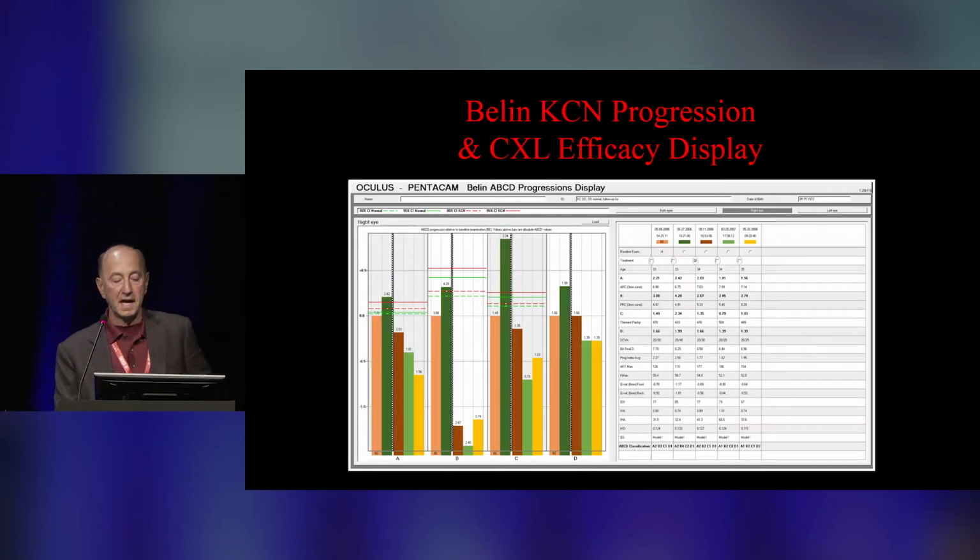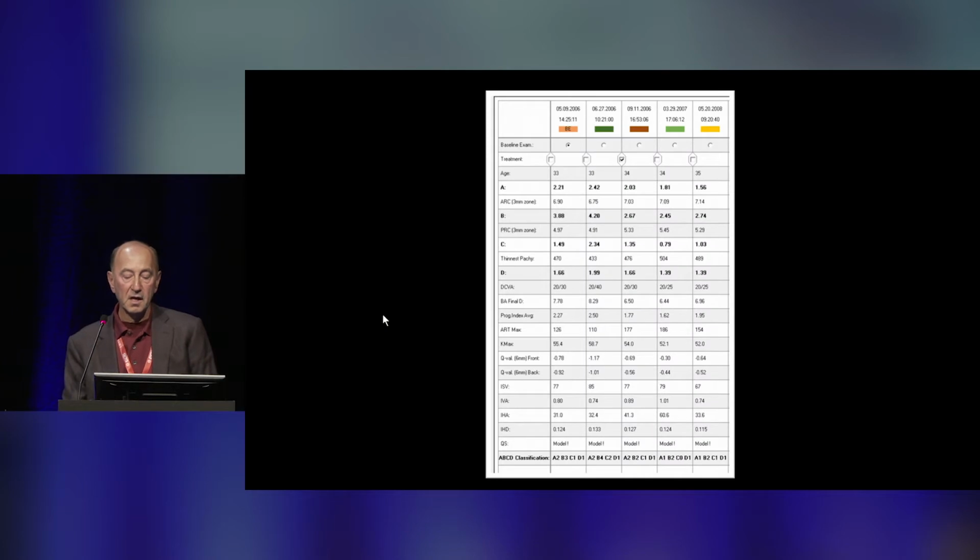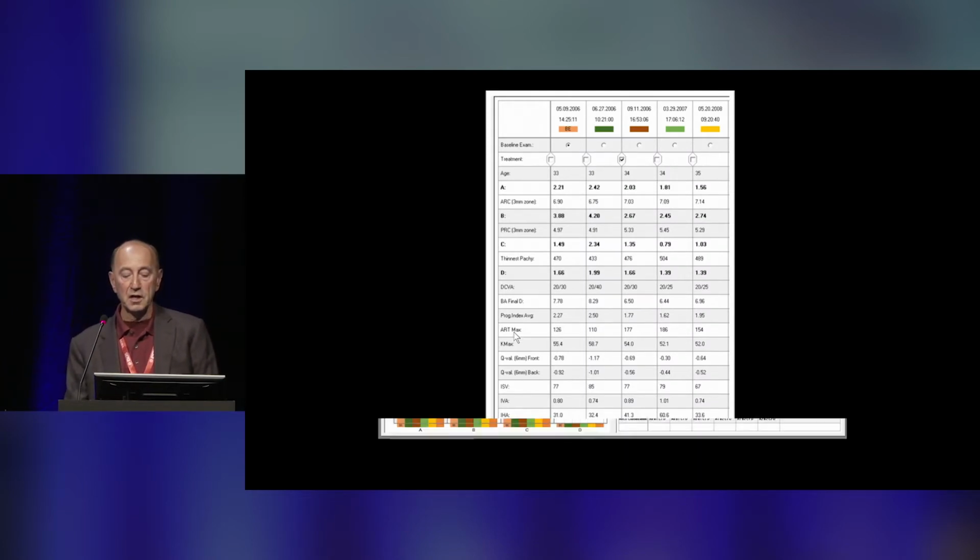And this is what the ABCD progression display looks like. The machine automatically will display up to 8 exams over time. It displays the 80 and 95% confidence interval, both for the normal and the keratoconic population. The solid line here in red is the 95, in green is the 95. The hatched line is the 80% confidence interval. So here you can see when you have changes that are statistically significant. We also list a number of different parameters if you wish to look at those.